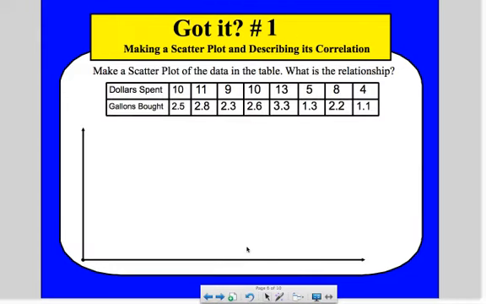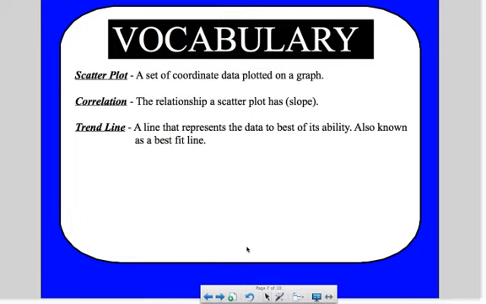Okay, so got it, number one. I want you to go ahead and plot this data and then describe its relationship.